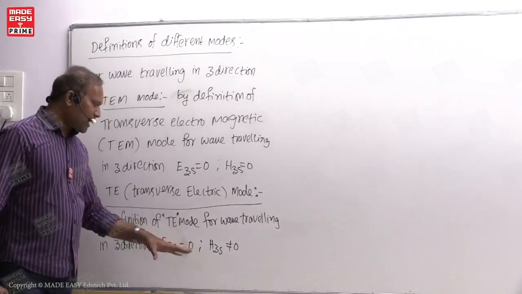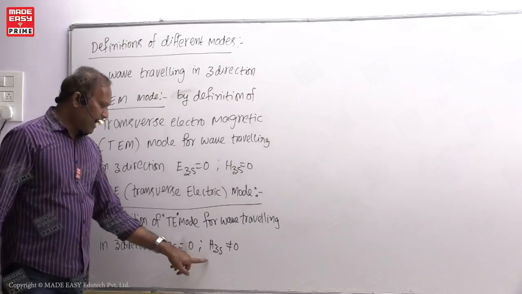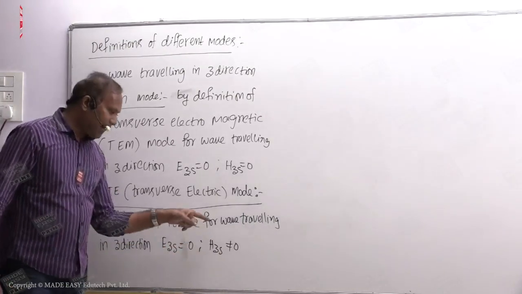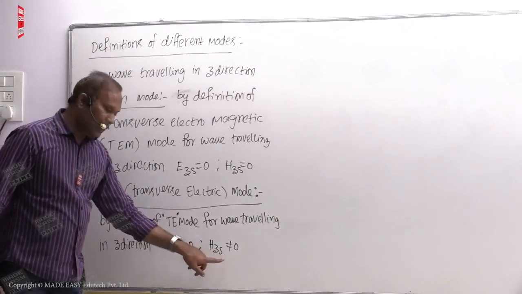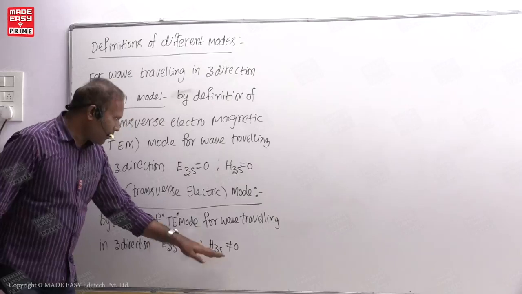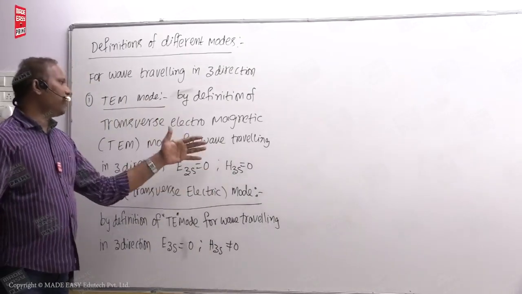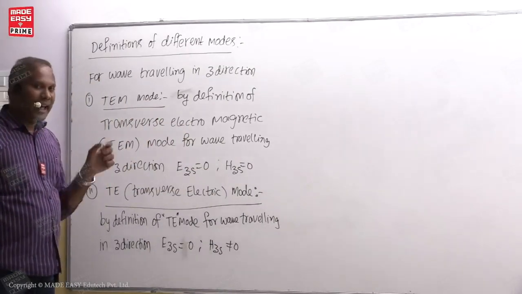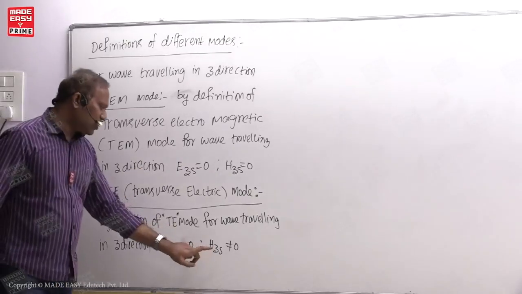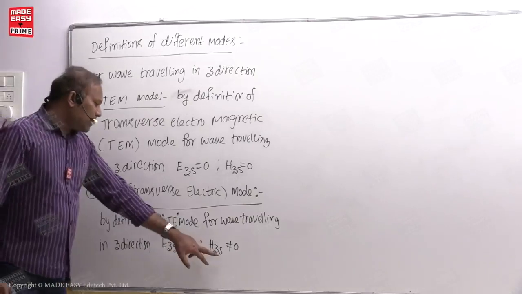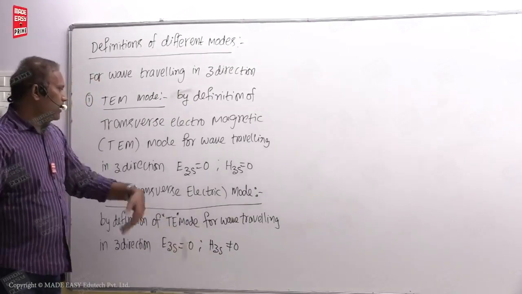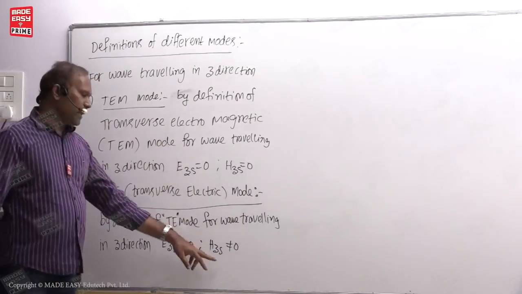But there is no condition on the magnetic field. That means here Hz is not equal to 0. Definitely it should be present. Why definitely should it be present? If it is 0, then automatically this becomes TEM mode. That is why 100% this should be there. If that is 0, then this becomes this mode. That is why it should be there.